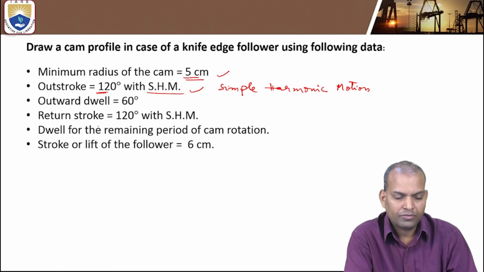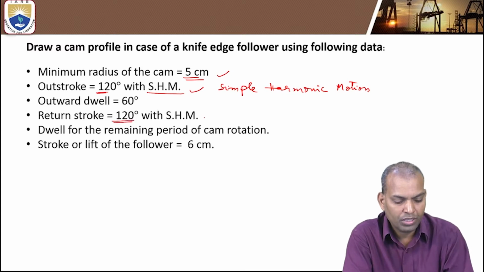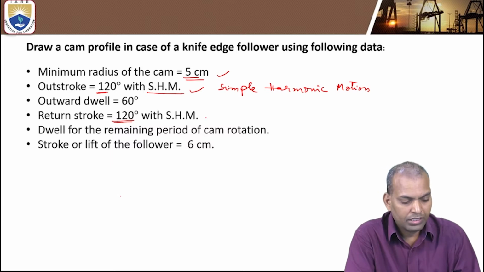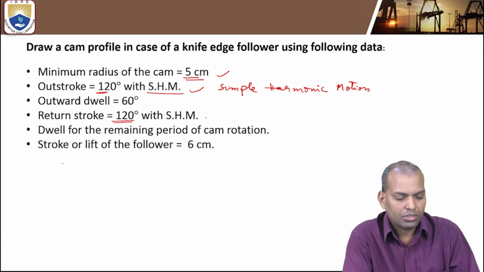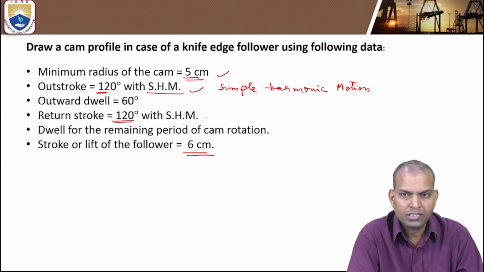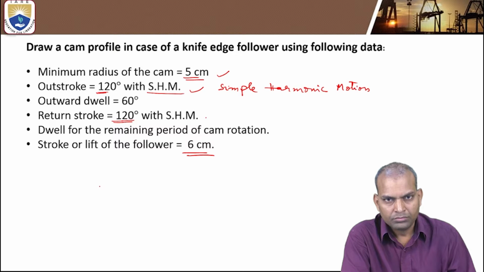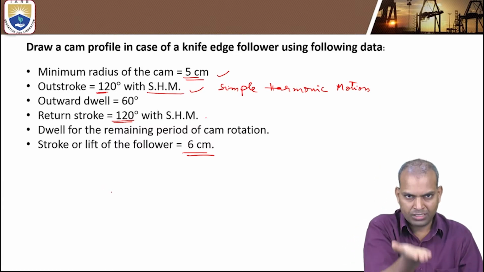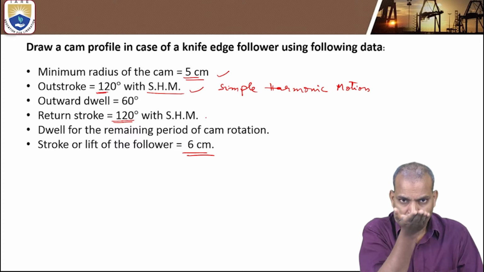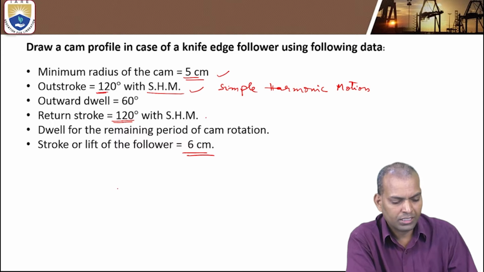And the return stroke, what is the return stroke? That is called the angle of descent. That is 120 degrees with simple harmonic motion. Then dwell for the remaining period of cam rotation. The stroke or lift of the follower is 6 centimeters. This 6 centimeters is the total rise. However much it is raised, that much it goes down. That is the stroke of the follower, 6 centimeters.